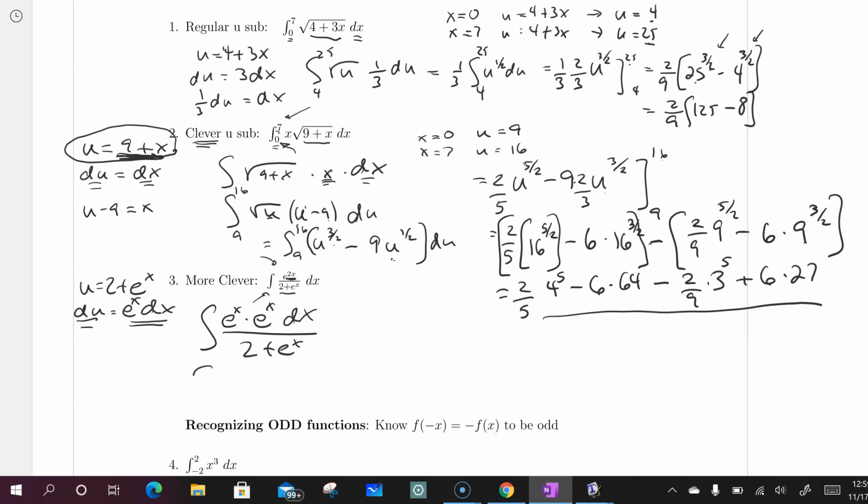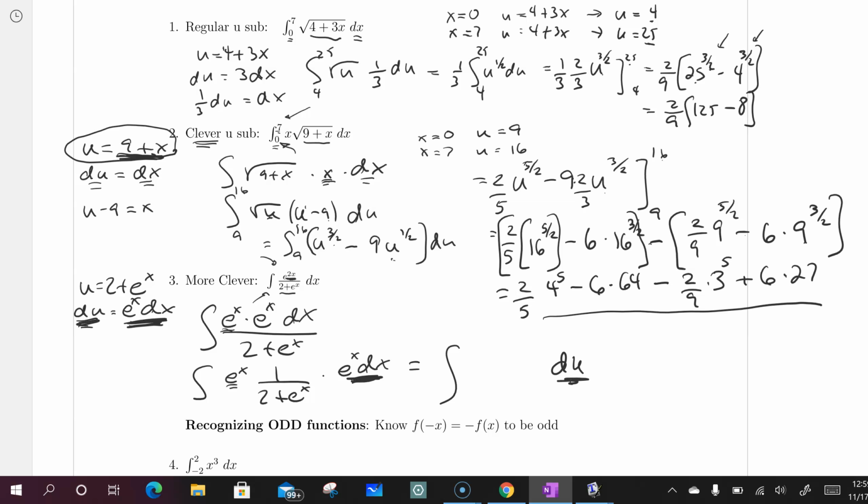Okay, so let's think about that. This e to the x here, I'm just going to split these up. So I'm going to have this e to the x, and then I'm going to write 1 over 2 plus e to the x, and then times e to the x dx. So if I take this e to the x dx out, I can put in du, right? Take this out, put du in.